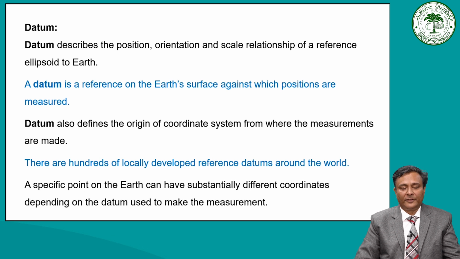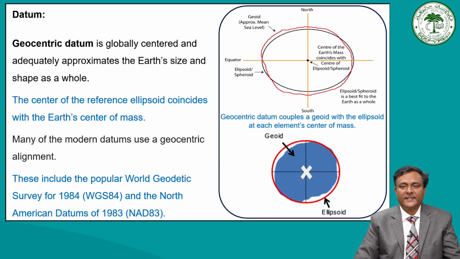And in modern day, when we are talking about spatial information, that too in digital format, these datums are very much area specific as well as application specific. Present day datums based on increasingly accurate measurements on the Earth are intended to cover large areas. So the geodetic datums are generally classified as either a geocentric datum or a local geodetic datum. Geocentric datum is globally centered and adequately approximates the Earth's size and shape as a whole.